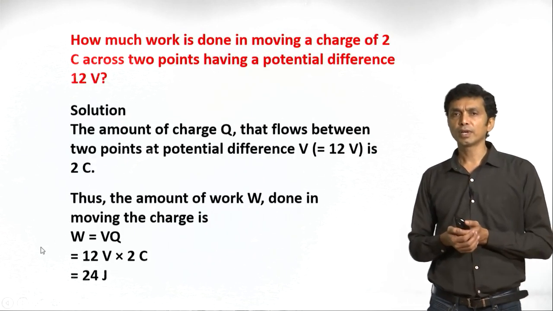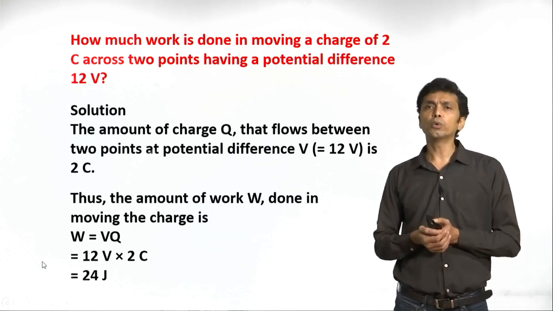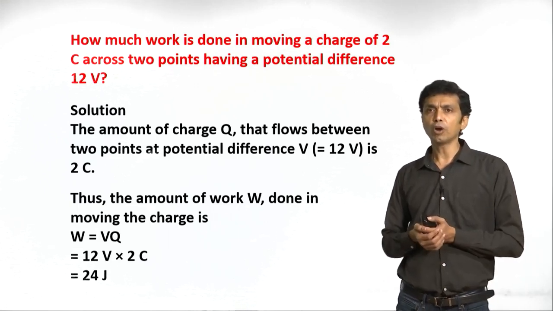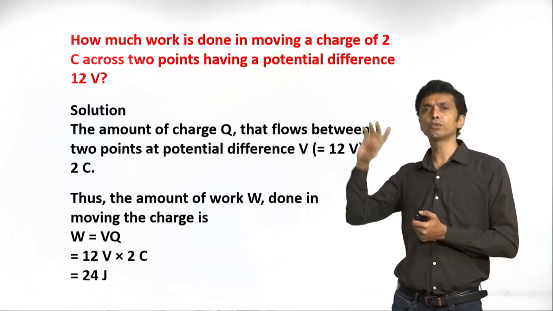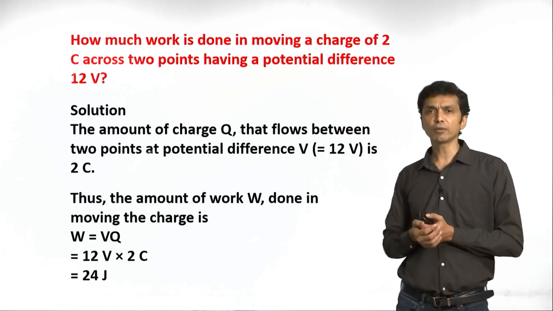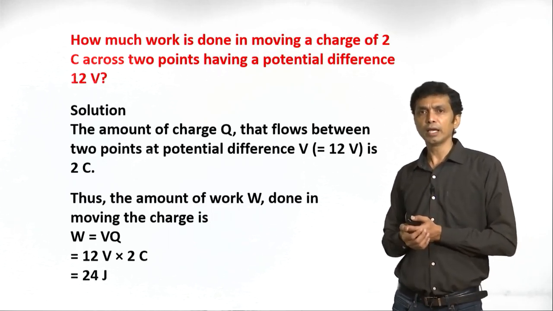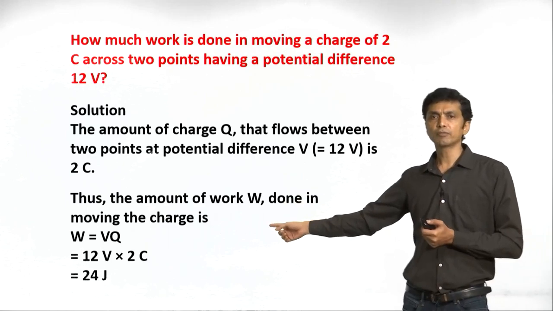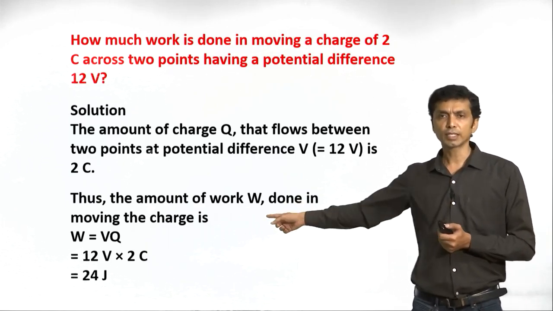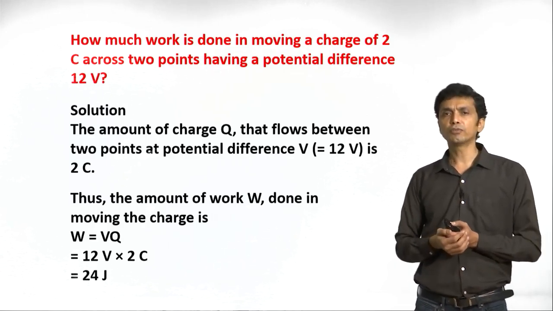Now, we have seen work done by charge is equal to 1 volt, and we shall solve this problem here. How much work is done to move a charge of 2 coulomb across 2 points having a potential difference of 12 volt? That means a battery having 12 volt power supply. Here we find the formula, we know the formula V is equal to W by Q. Using that, W is equal to V into Q. So, the total work done is 24 joules.